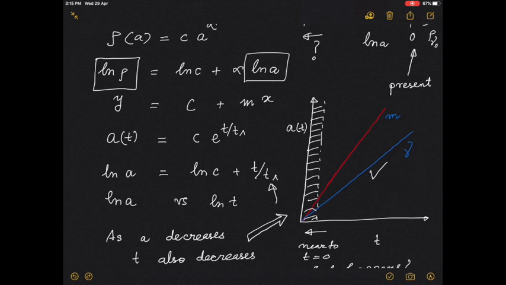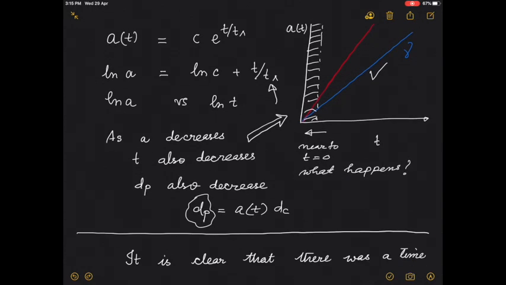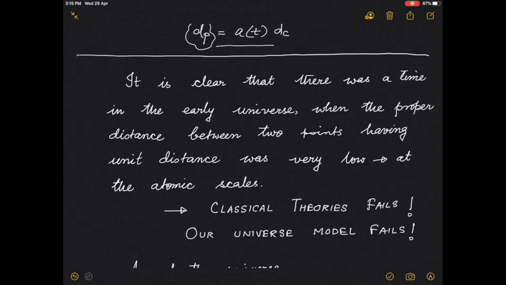Then we tried to plot how the universe was in its early stages, how a evolves as a function of t, and we came to the conclusion that there was a very, very dense stage of the universe, and at that stage the proper distance between any 2 points was small. So we made the statement that there was a time in the early universe when the proper distance between 2 points having unit distance was very low, of the order of the atomic scale or lower, and at that scale the classical theory fails.